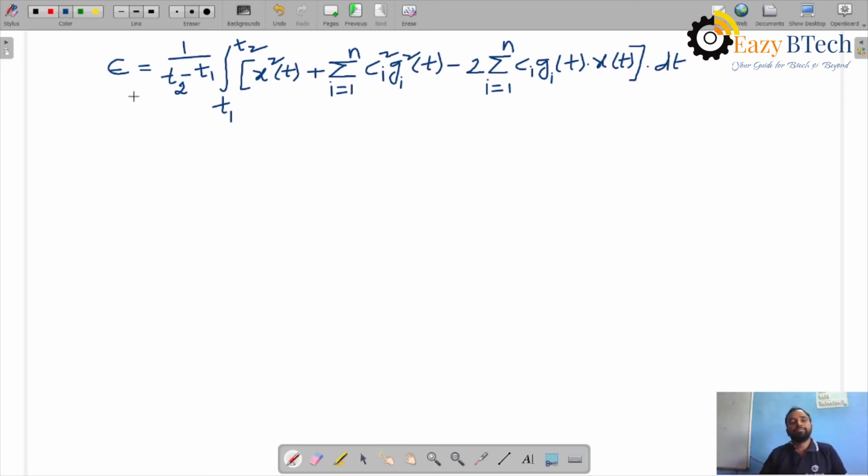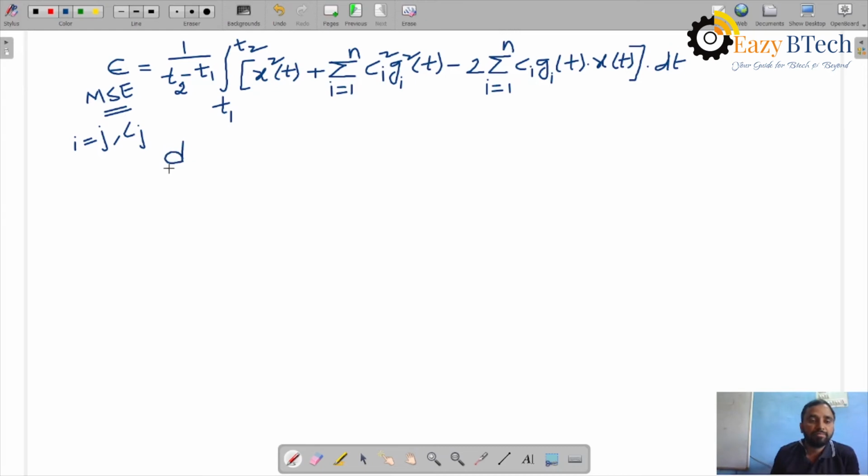This is the mean square error. So we have to minimize it, right? And we have to get, when i is equal to j, the formula of cj. So to get this cj formula, we have to minimize epsilon or mean square error. So that is done by doing this.